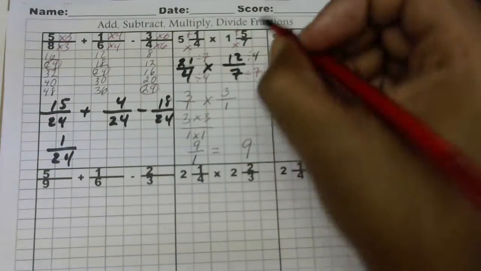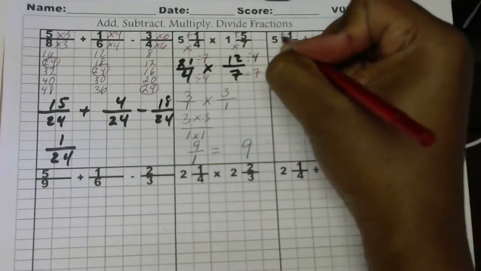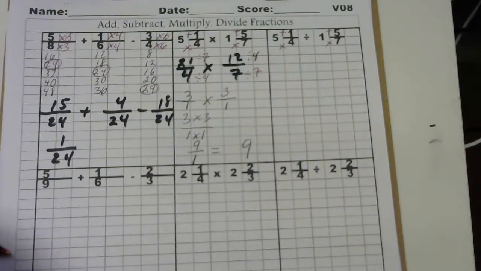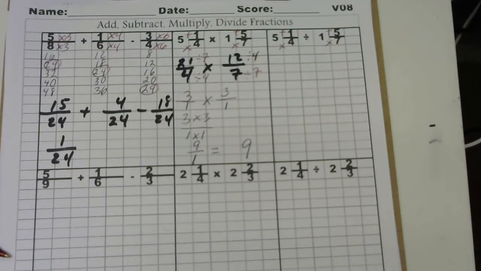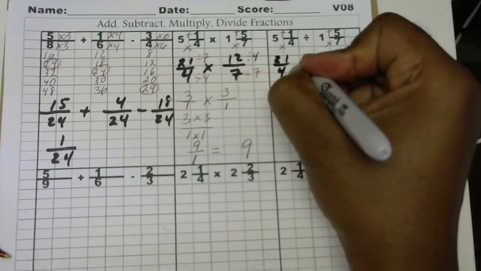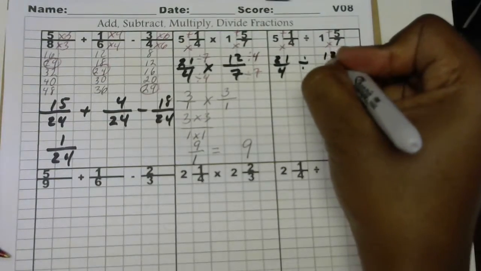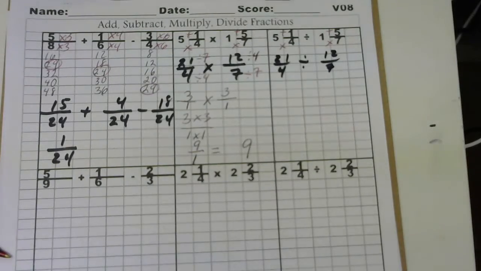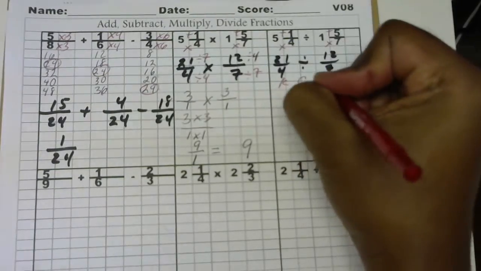Okay, once again, we're going to be dividing these two, so we need to turn this into an improper by using multiplication and adding. Again, multiplication and adding. Okay, 4 times 5 is 20, plus 1 more gives us 21. I'll use my thicker pen. 21 over 4. Division. 1 times 7 is 7, plus 5 more gives us 12 over 7. Okay, now it's time to do our keep, change, and our flip.